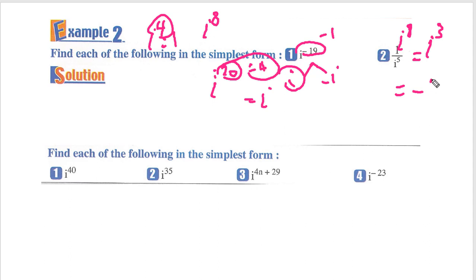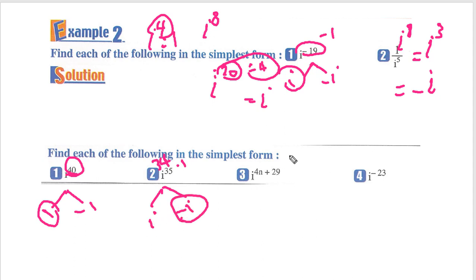It is negative i. Okay? I to the power 40, this is even, maybe 1 or negative 1, and 40 is divisible by 4, then this is 1. 35 is odd, subtract 1, it will be 34. Not divisible, it will be i or negative i, not divisible, negative i. Here 29, subtract 1, it will be 28. This is i or negative i, but 28 is divisible by 4, so it is i.